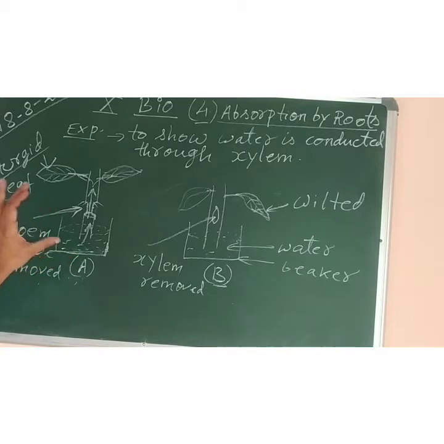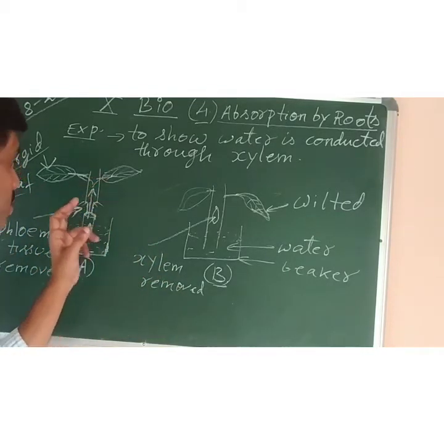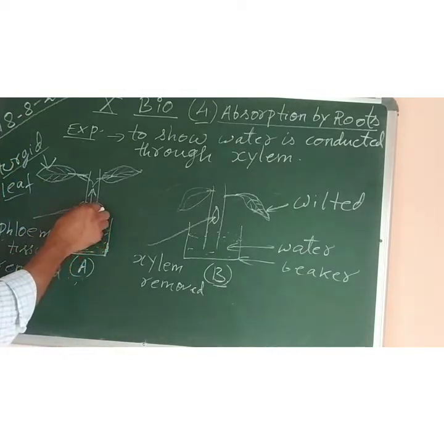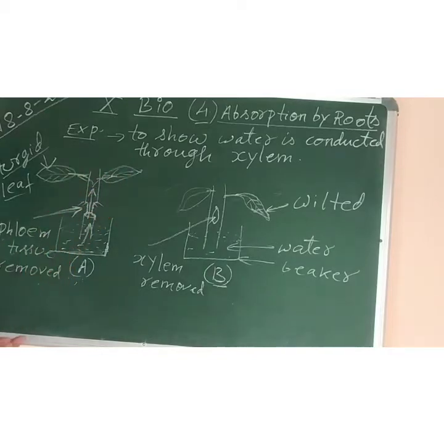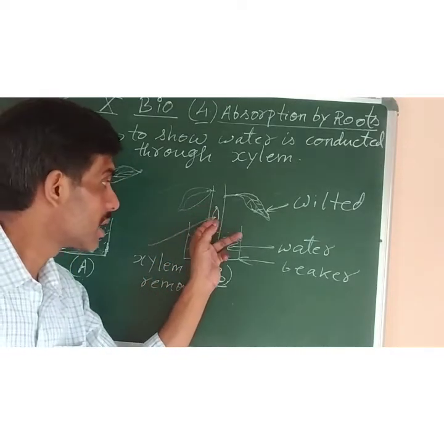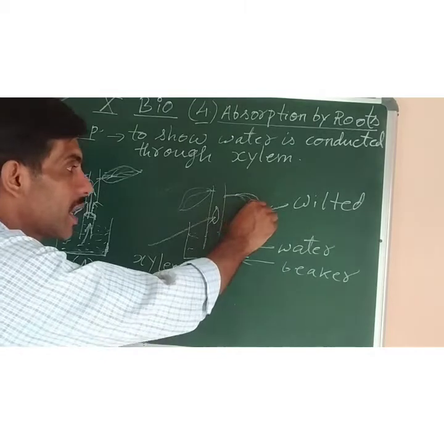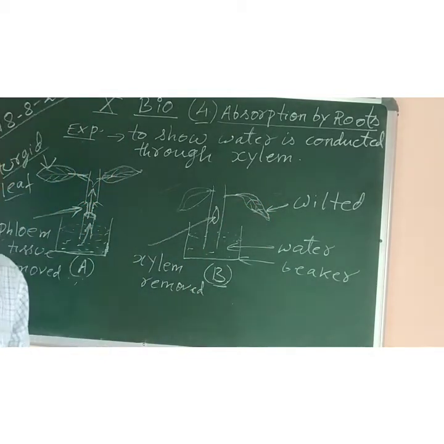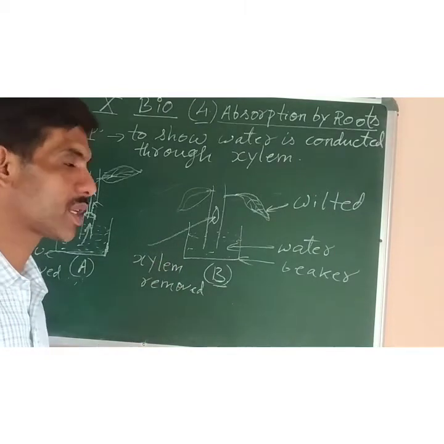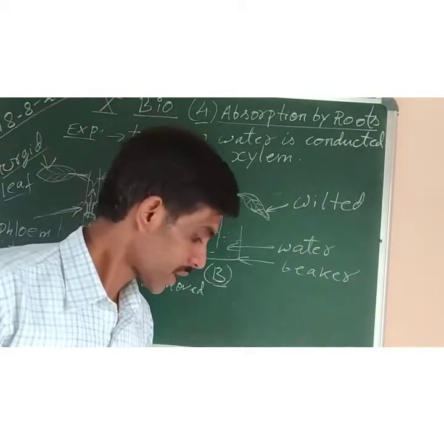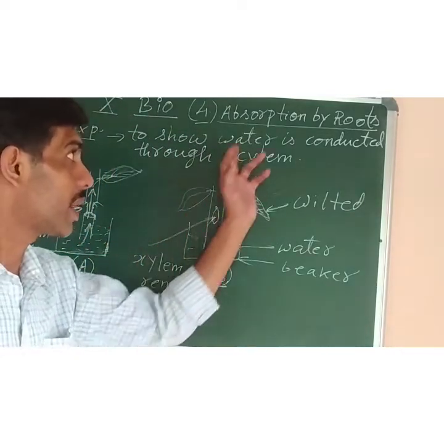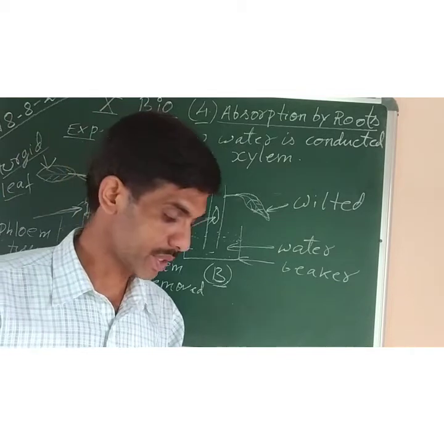So this experiment shows that conduction of water and minerals occurs through the xylem tissue, not through the phloem tissue, because although the phloem has been removed, the leaves still remain turgid. But where the xylem has been removed, the leaves wilt. So for the conduction of water and minerals, xylem tissue is needed. Now we have completed chapter 3, that is absorption by roots according to your book.